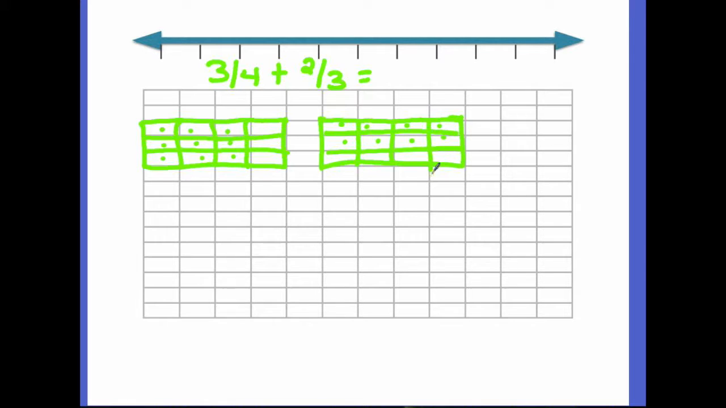Is this one still 3/4? Is it still 3/4? Why wouldn't it be? Has it changed? Because you put those 2 lines from the 3rd over to the 4th, so it changed. Now you don't have 3/4. How many do I have? Huh? 9/12.